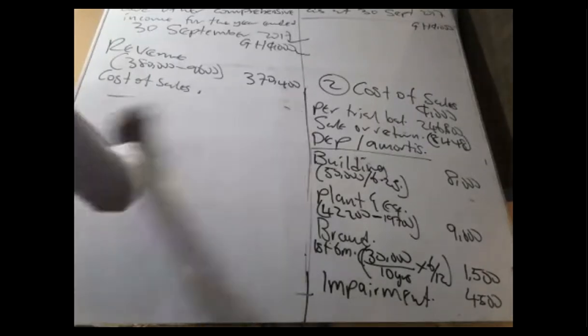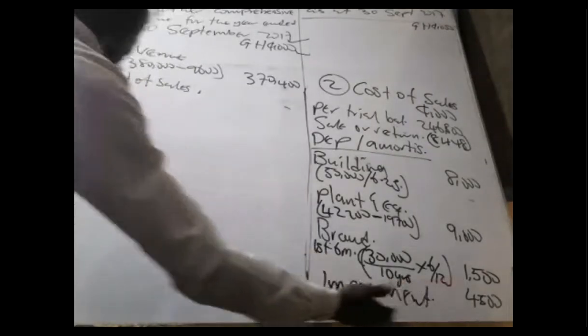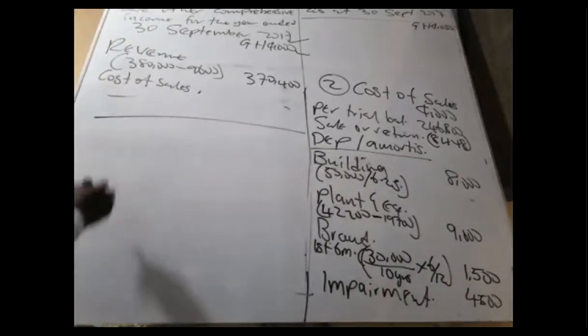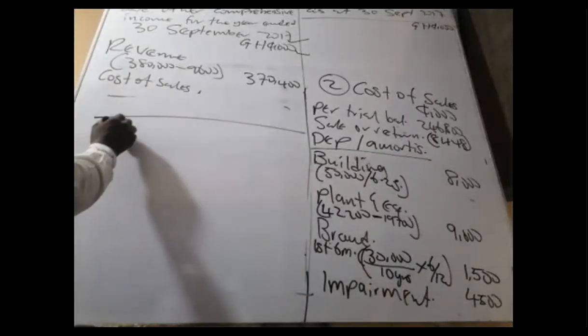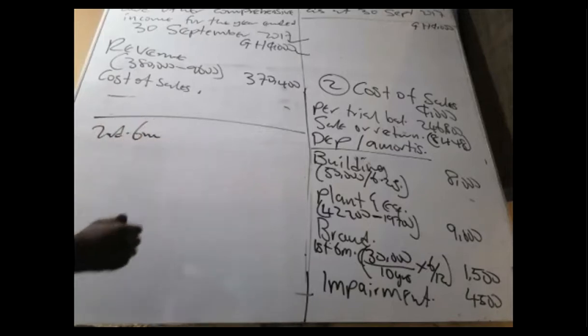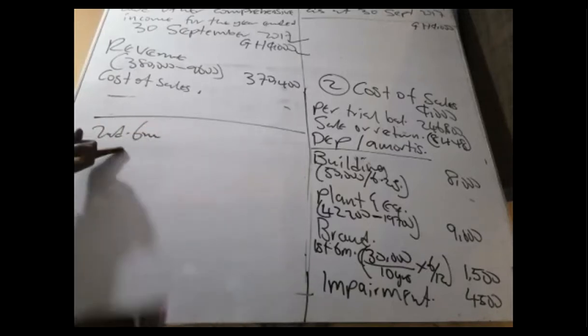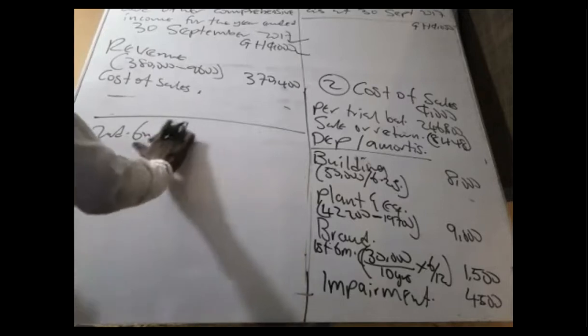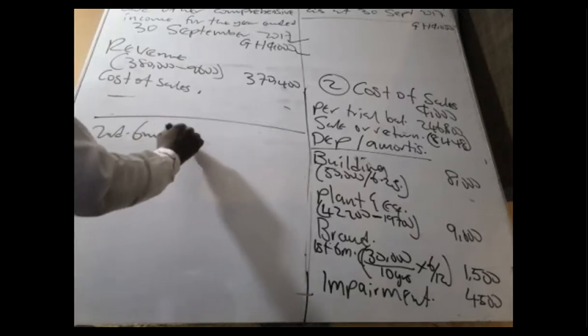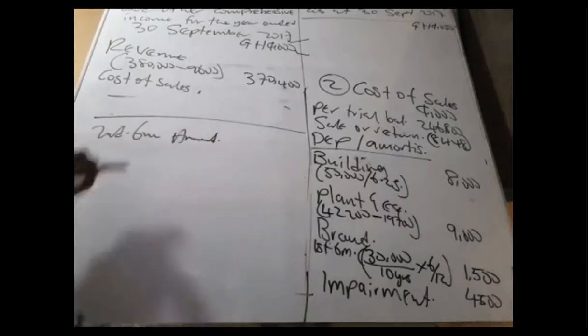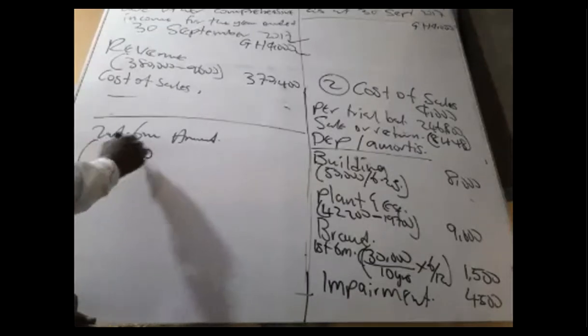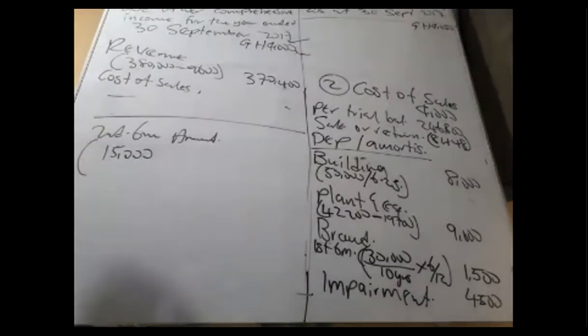So I'm continuing from this space, but I don't have space. So let me continue from here. I'll call it second depreciation. The second 6 months for depreciation, but that's amortization. Second 6 months amortization. Or you can call it amortization after impairment. Let's do something here. Open the bracket. It is 15,000. Now the examiner told us something in the question that I like.